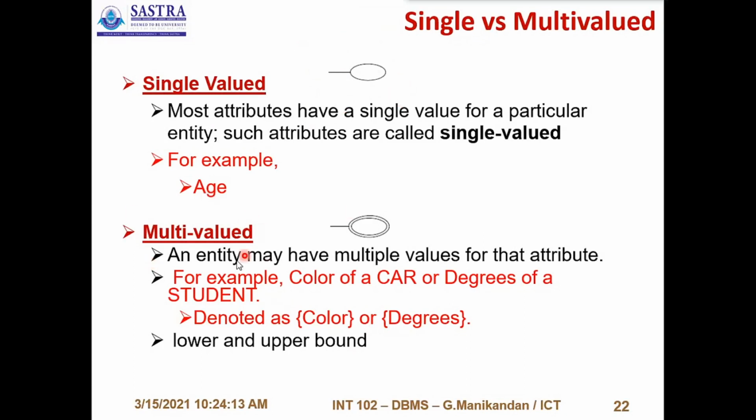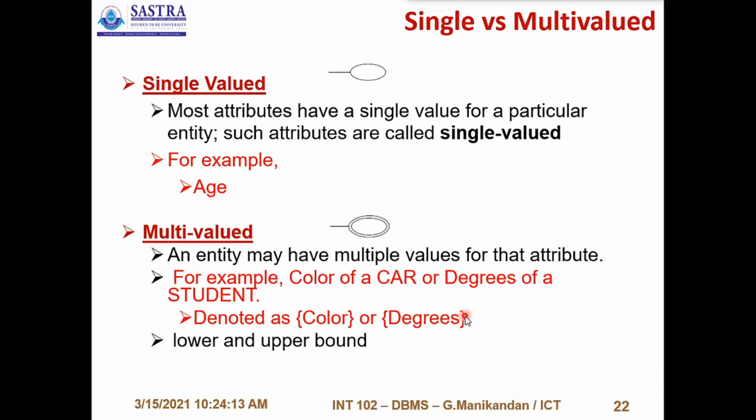So the next one is multi-valued. You can have certain attributes for which you can store more than one input. For example, if you take an entity called car, and in a particular model your car is going to have a combination of more than one color, then color is an example for a multi-valued attribute. And with respect to a person, if you want to store degrees with respect to a student, your degree is an example for a multi-valued attribute.